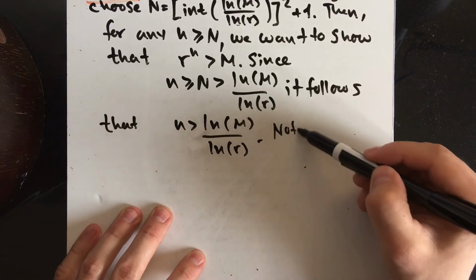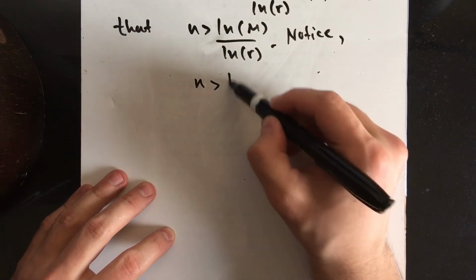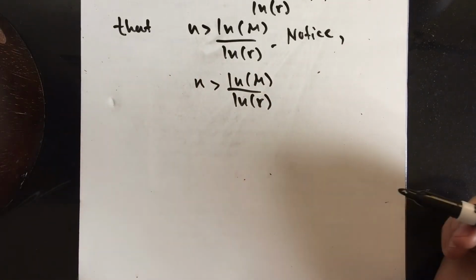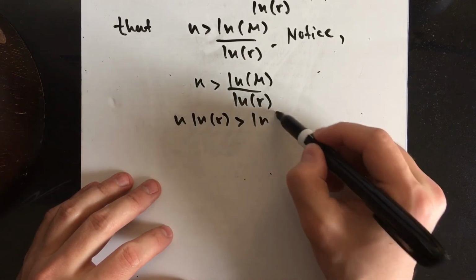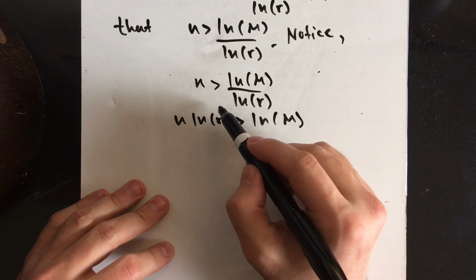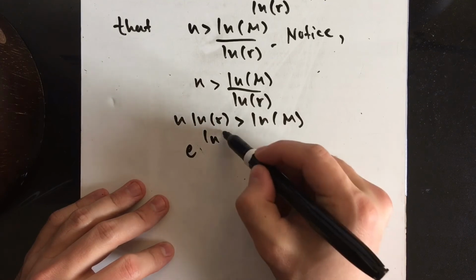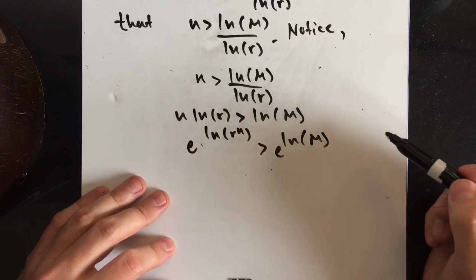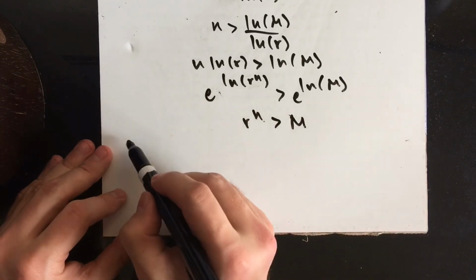So notice that n is greater than ln M divided by the natural log of r. We multiply both sides by the ln of r. We then exponentiate both sides to allow this n to be moved back to this r, which simplifies to r to the n is greater than M. And this is what we wanted to show.